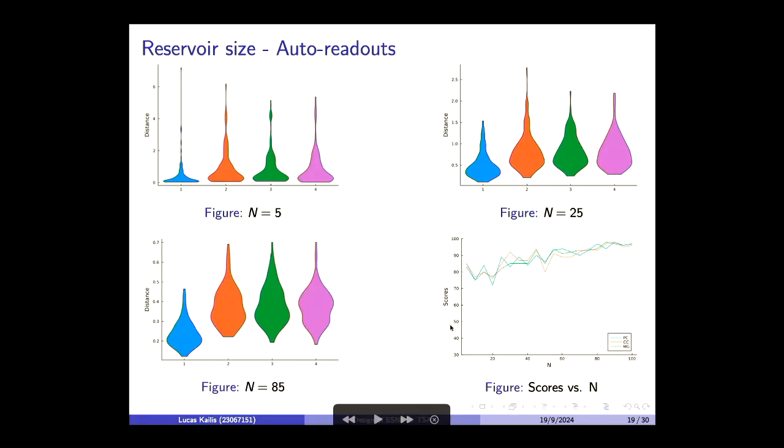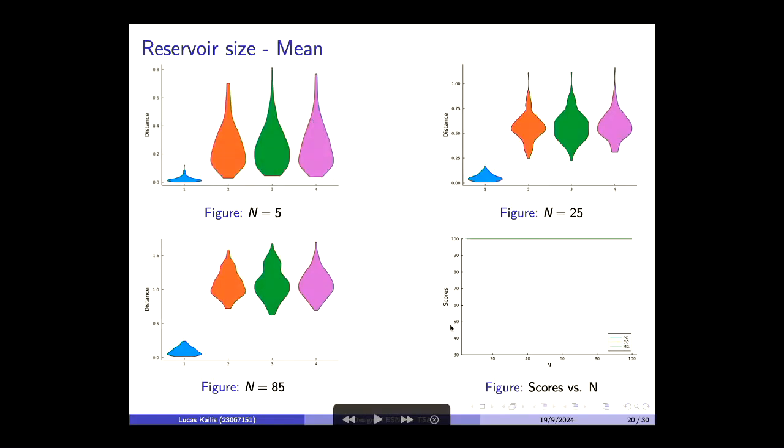So onto the next test of varying reservoir size. This is for the auto readout, which is one of the trained features. So we see that for increasing the reservoir size, we have an increase in the performance of the reservoir. And this is in contrast to when we're using the mean, which is one of the node characteristic features. So with the mean, there isn't necessarily the drop-off in performance with the change in reservoir size.